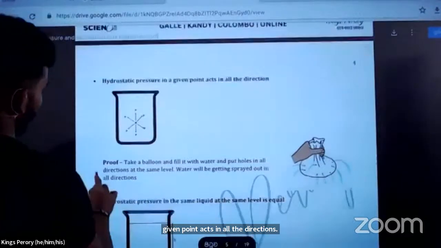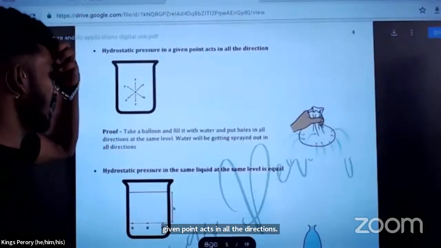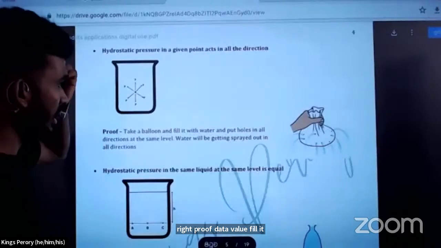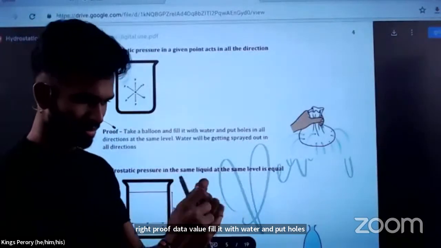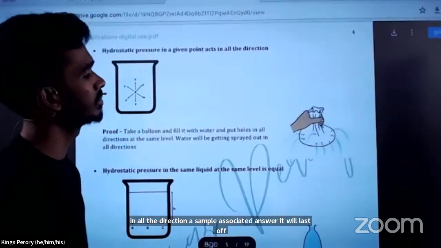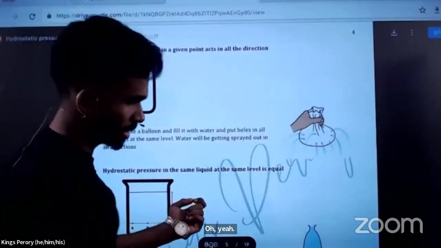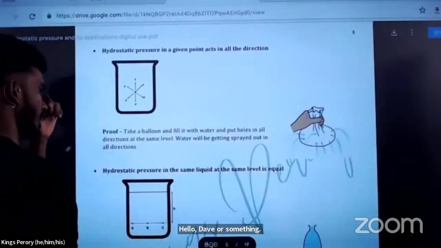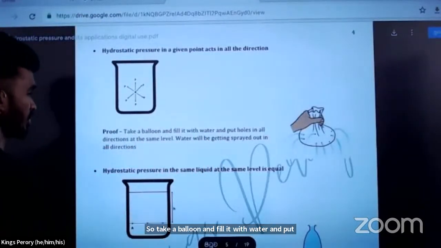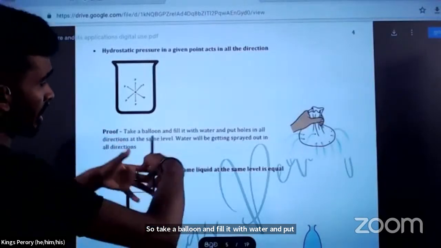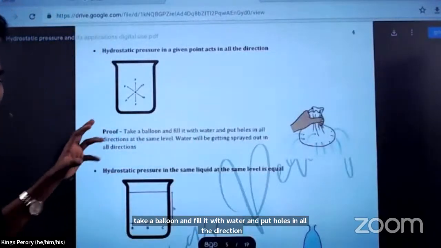Right. Proof: take a balloon, fill it with water, and put holes in all the directions. Now, some fellows will say it will blast off. Maybe you put some sellotape on it. When you paste sellotape and then put a hole, it might not blast. So take a balloon, fill it with water and put holes in all the directions at the same level. Water will be sprayed out in all directions.